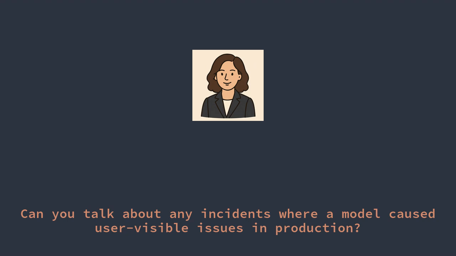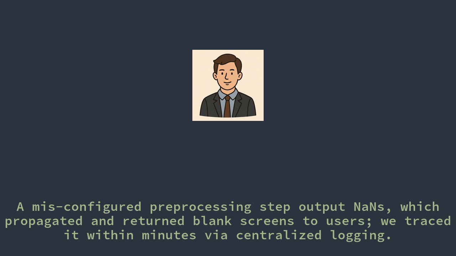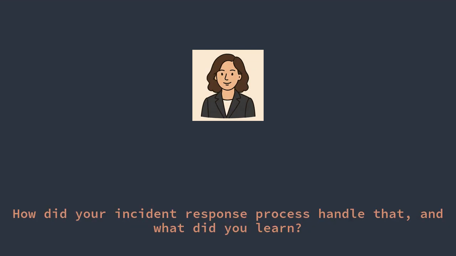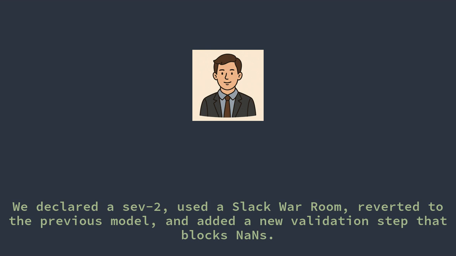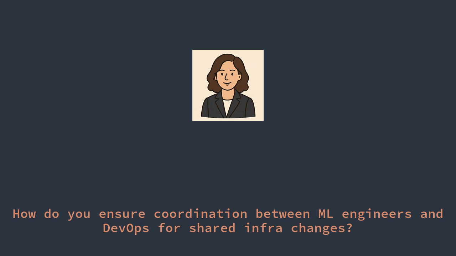Can you talk about any incidents where a model caused user-visible issues in production? A misconfigured preprocessing step output NaNs, which propagated and returned blank screens to users. We traced it within minutes via centralized logging. How did your incident response process handle that, and what did you learn? We declared a SEV2, used a Slack war room, reverted to the previous model, and added a new validation step that blocks NaNs.